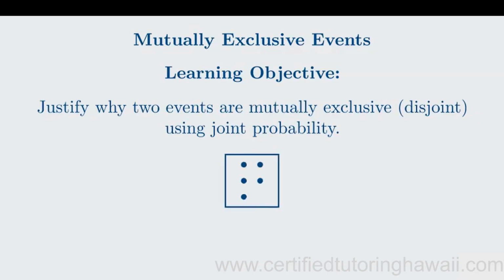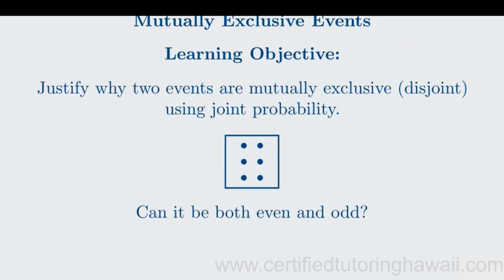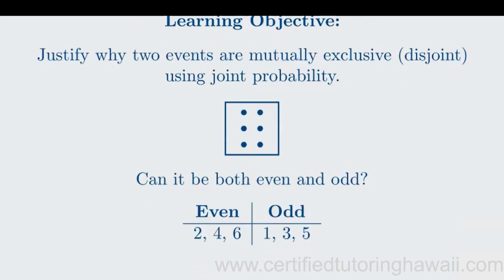Suppose you roll a die once. Can the result be both an even number and an odd number at the same time? Of course not. A single roll results in exactly one number. If it is even, it cannot be odd. In statistics, we call these types of events mutually exclusive. Another term you will hear often is disjoint. They mean exactly the same thing. The events cannot happen simultaneously.